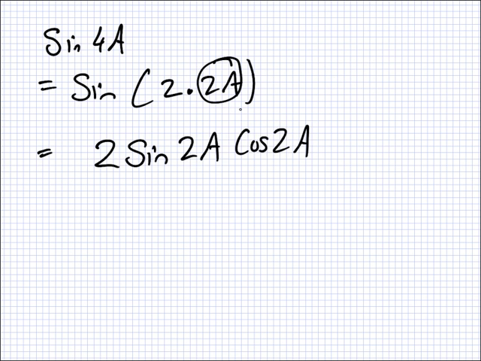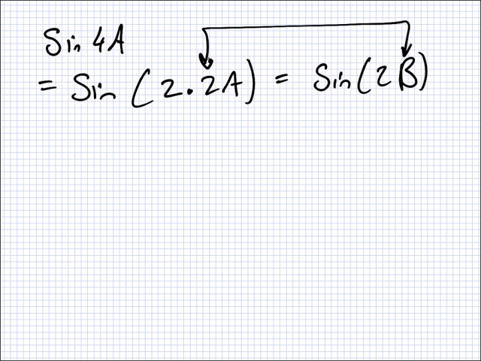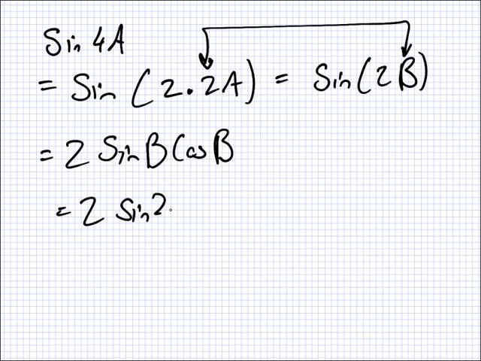I'll write it out a bit clearer. So you can think of this as sine 2 by 2a, which is like sine 2 by b, if you call b 2a. So that's equal to 2 sine b cos b. But we said b is 2a.